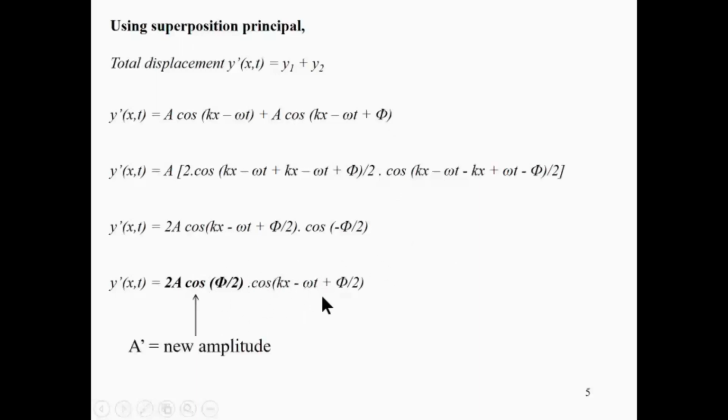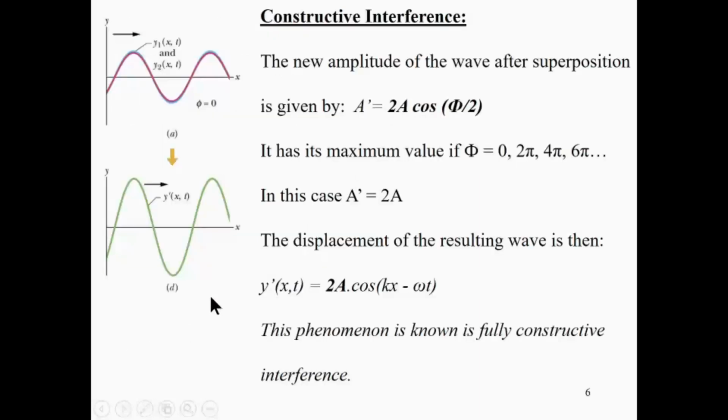And you can clearly see you have some constant. This whole thing is a constant because the initial phase is constant, times again a wave function. So this is similar to a traveling wave, right? This is another traveling wave having a different amplitude. This is the new amplitude, it's 2a cos. So the amplitude depends on the initial phase, which we will talk about next.